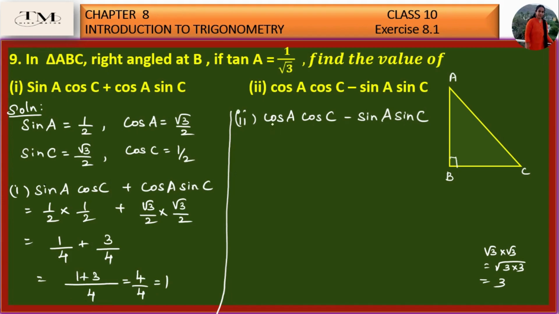Now second part: cos A cos C minus sin A sin C. What is cos A? Root 3 by 2. Cos C is 1 by 2, minus sin A, 1 by 2, into sin C, root 3 by 2. Now we have root 3 into 1 is root 3, 2 into 2, 4. Minus 1 into root 3 is also root 3, 2 into 2, 4. So root 3 by 4 minus root 3 by 4 is 0. So now we got the solution for first part and second part. I hope you can understand this.